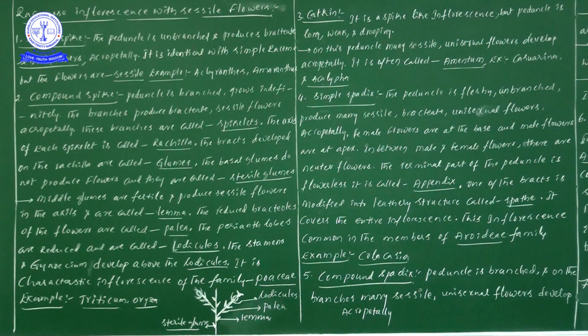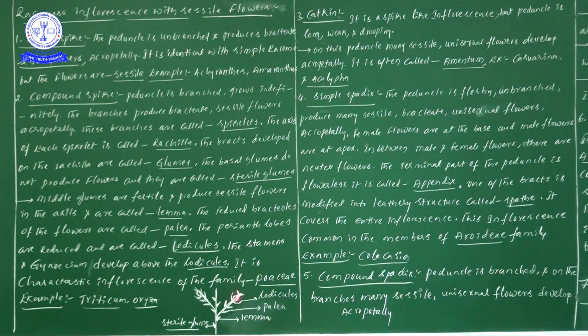For the first time you are listening, but this explanation I am giving for one year NEET also. That's why I am going to give it a little in depth, but you try to understand. So the perianth lobes are reduced. These kinds of structures we call lodicules. Next, the stamens and gynoecium develop above the lodicules. Once you see there, small thorn-like structures are there, lodicules. Just above the lodicules, the reproductive structures are there.